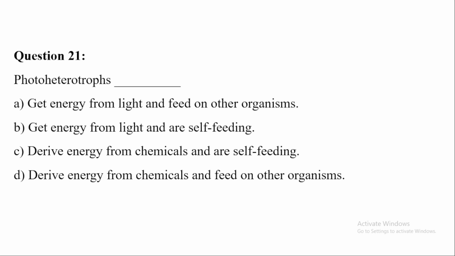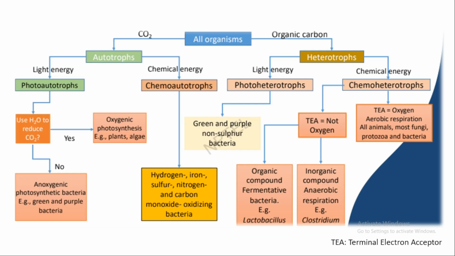Now I will explain the different modes of nutrition. All organisms need carbon for biomass and energy, right? Everything is made up of carbon. So from where will you get the carbon? You can either get inorganic carbon from CO2, or you can get organic carbon. Organisms that feed on inorganic carbon, that is CO2, are called autotrophs, and organisms that feed on other organic carbon sources are called heterotrophs.